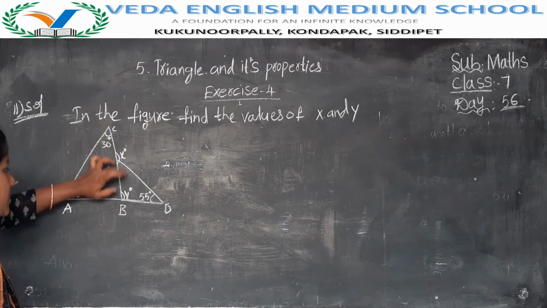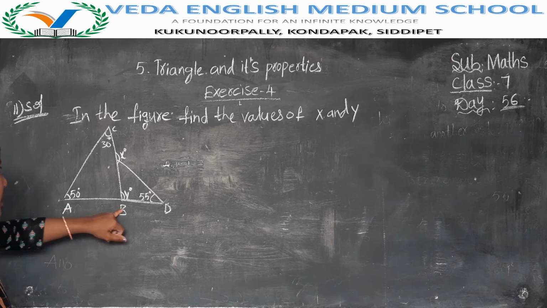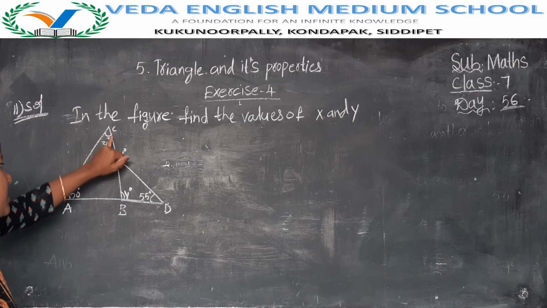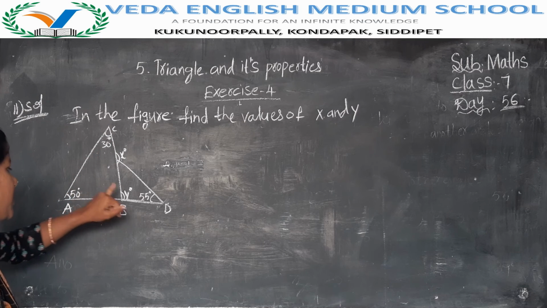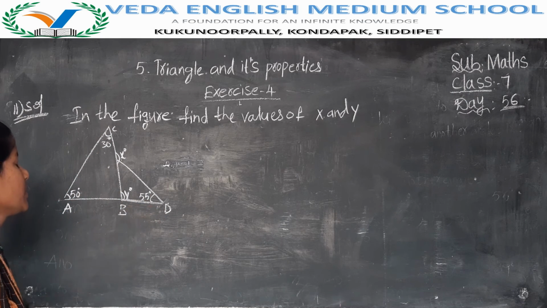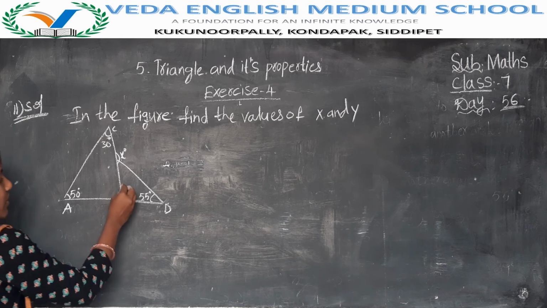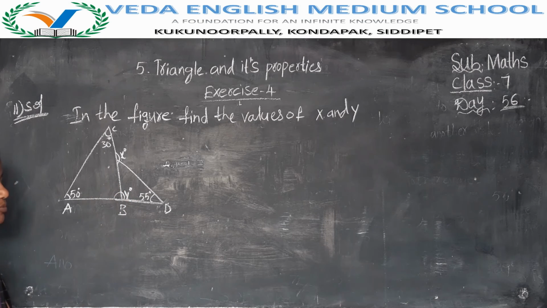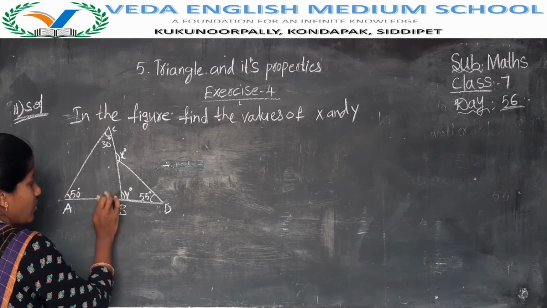Now see, here it is x, here we have y. Triangle ABCD. B is the exterior angle. Angle C they have given 30 degrees, A they have given 50 degrees, D they have given 55 degrees. Then we will take here B. If I have drawn like this, angle B should be a straight angle. But here we don't know.